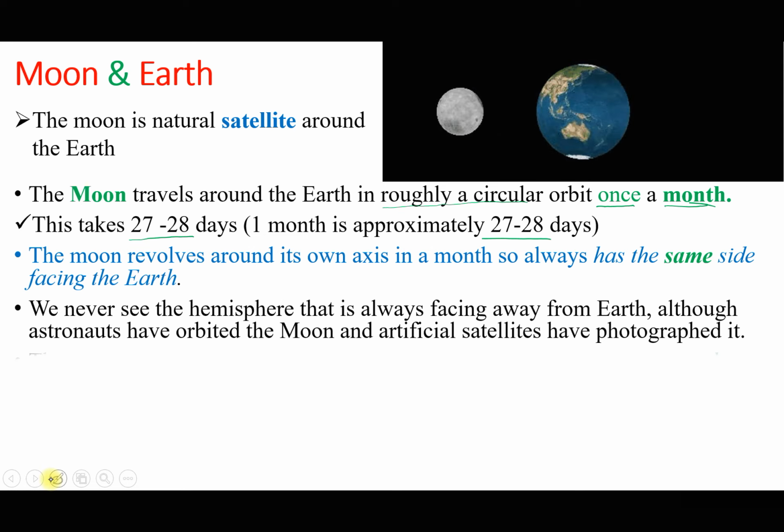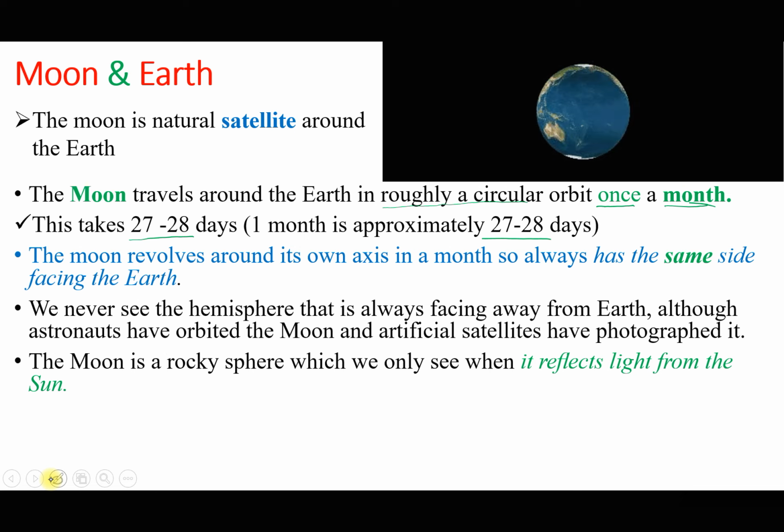And by the way, the moon is a rocky sphere which we only see when it reflects light from the sun. So the moon is not a source of light. It is not a luminous object. It doesn't produce its own light. So we only see it when it reflects light from the sun.